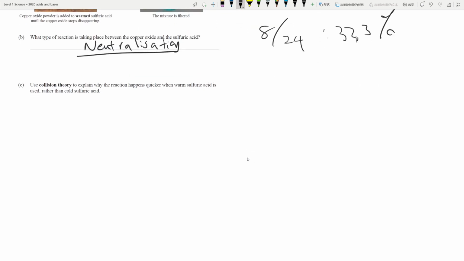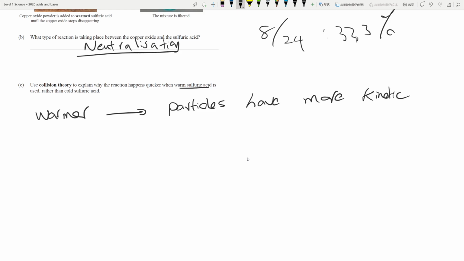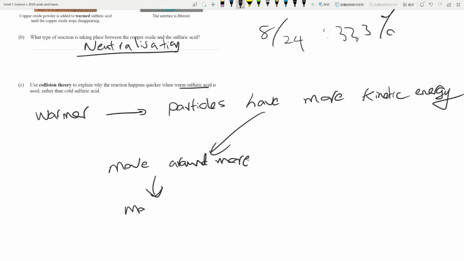All right, last one: explain why the reaction occurs quicker with warm sulfuric acid. Just remember, when it's warmer, the particles have more kinetic energy. What does that mean? They move around more. If they move around more, what does that mean? They're more likely to collide. If they are going to collide, that means you have more collisions per second.